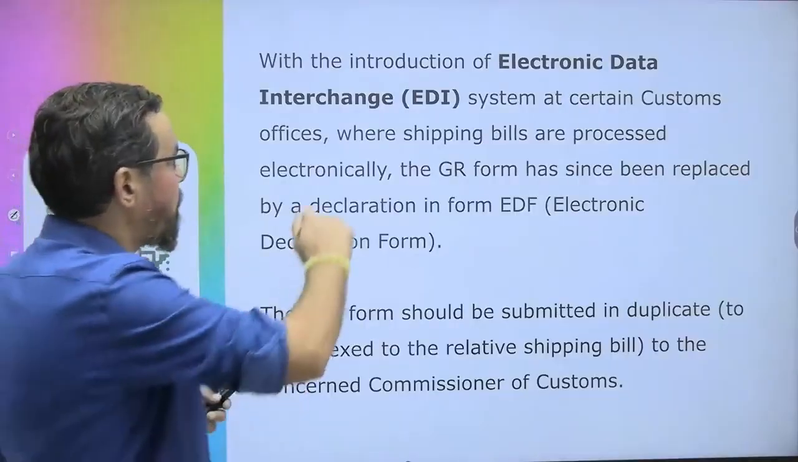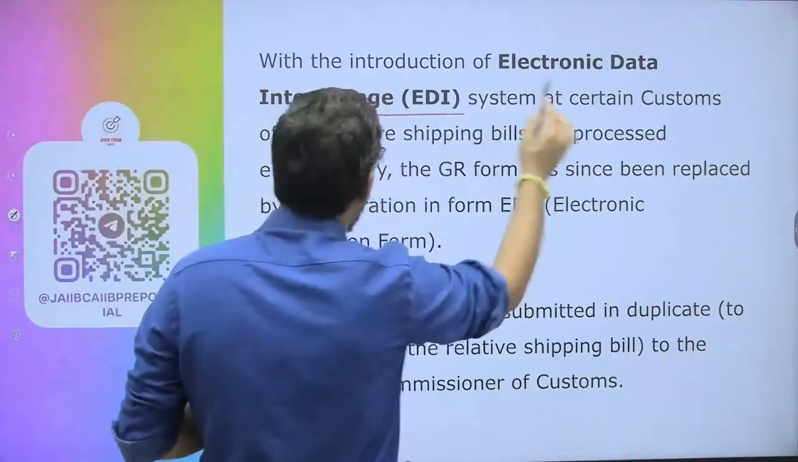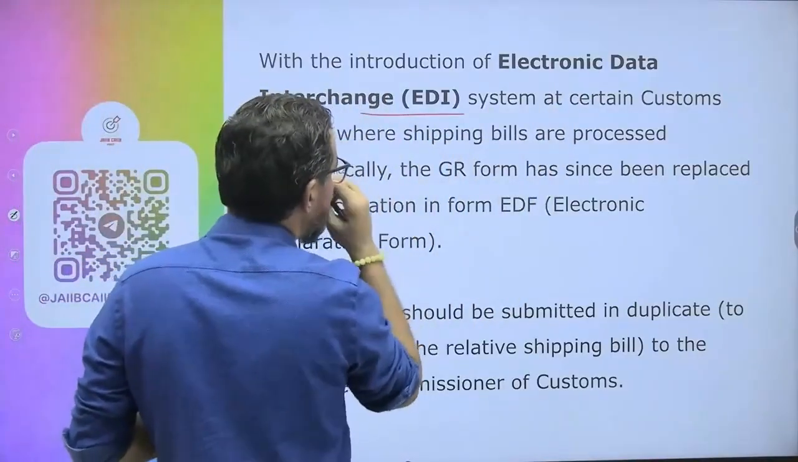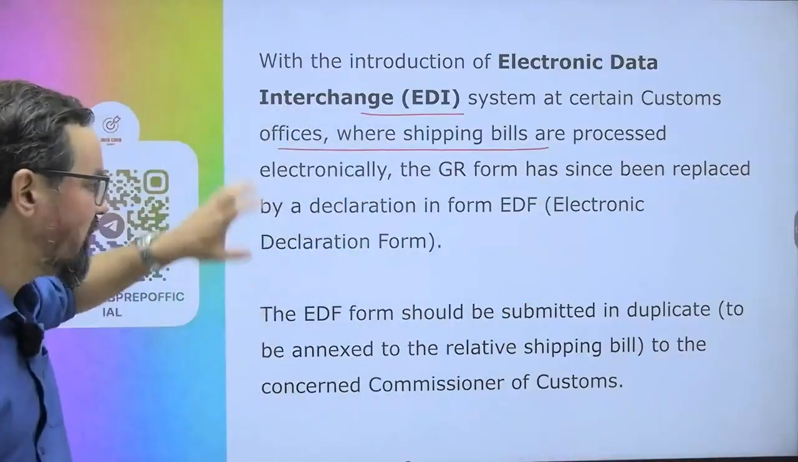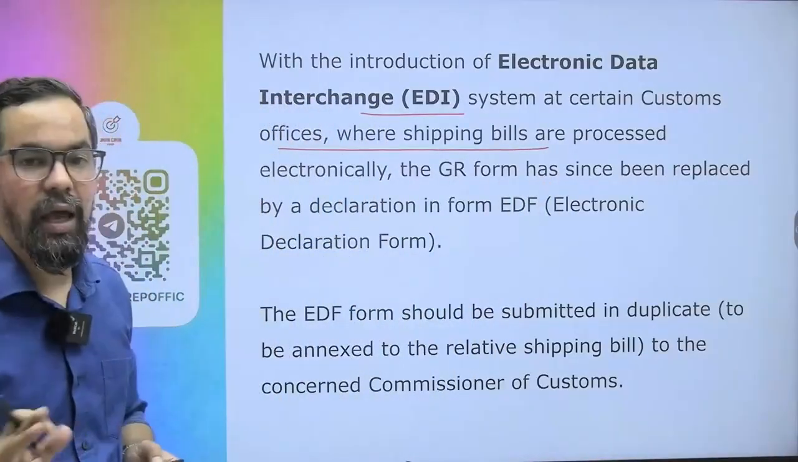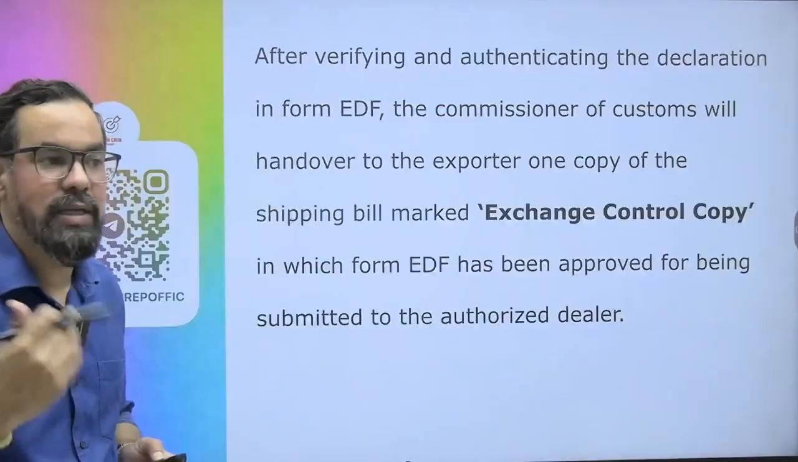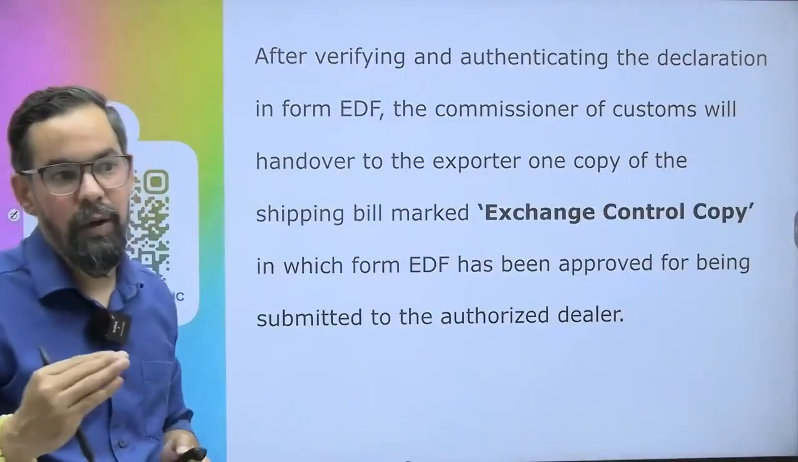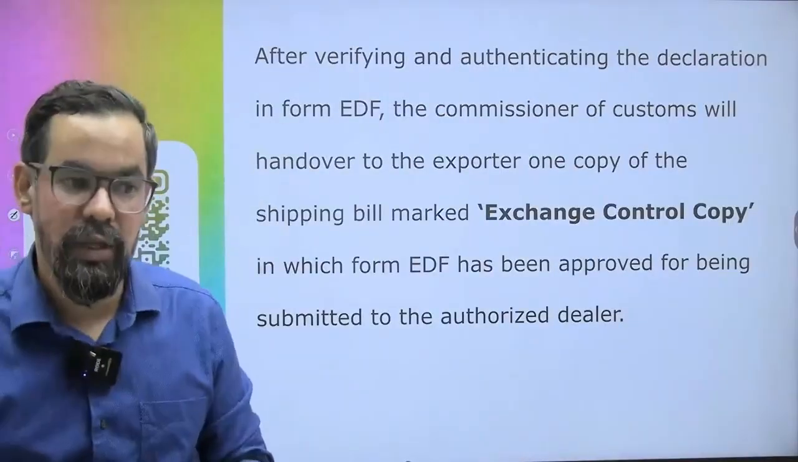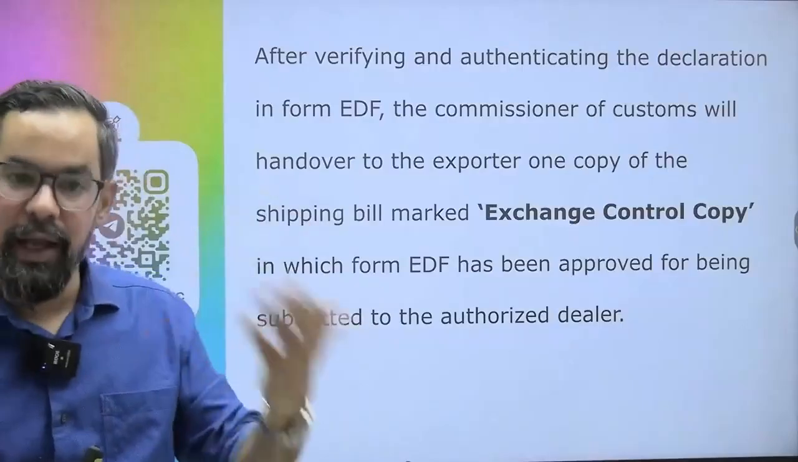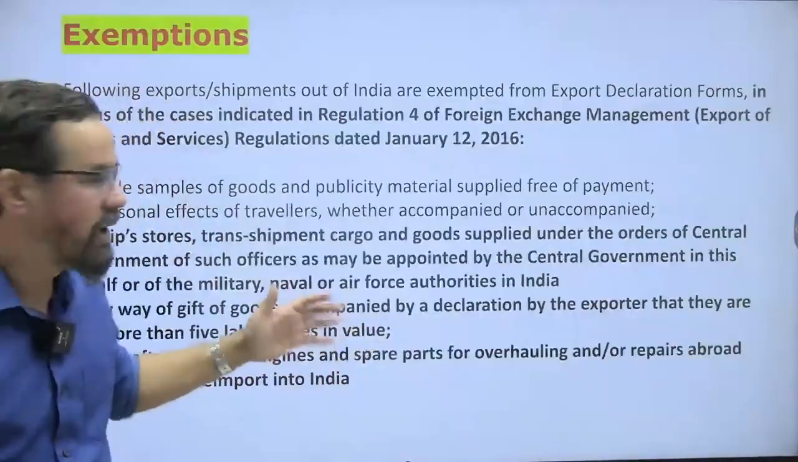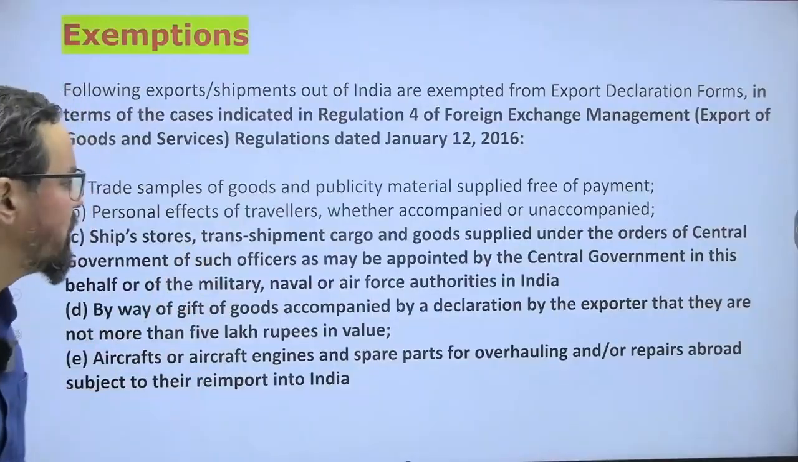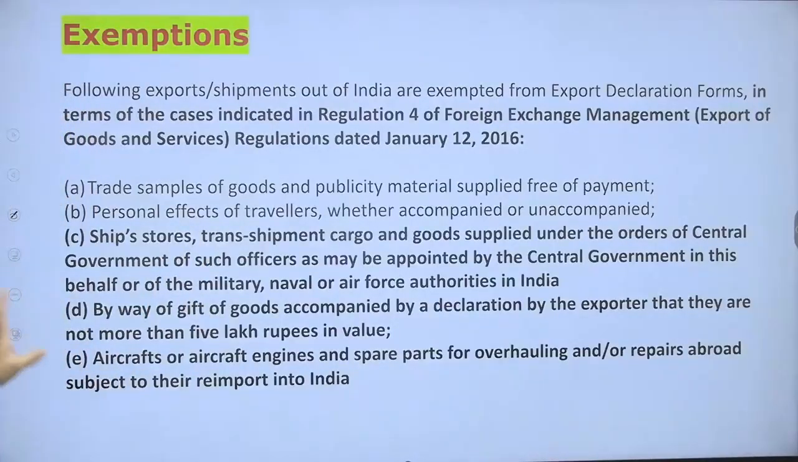With the introduction of the electronic data interchange system, certain custom offices process shipping bills electronically. So this export declaration form also, like nowadays most of these custom offices are generally part of the online system and all. Okay, so they have to report all these particular things online. This is a very simple one. If you go through these areas, we'll be able to understand this particular one.